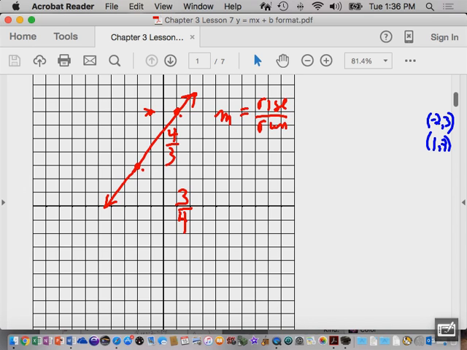Now, there we go. So you have to count this first. That's up first: 1, 2, 3, 4. Then 1, 2, 3. That's the run, the sideways. So it's 4 over 3, not 3 over 4. Unfortunately, what I have seen with a number of you is you're flipping, or taking the reciprocal of, what the slope works out to be.